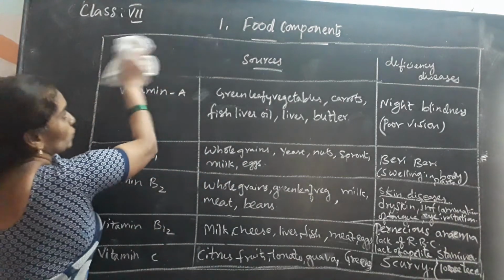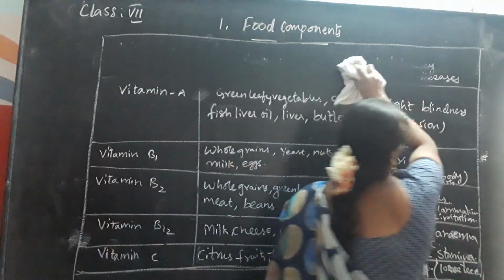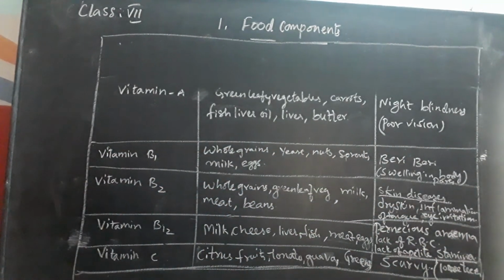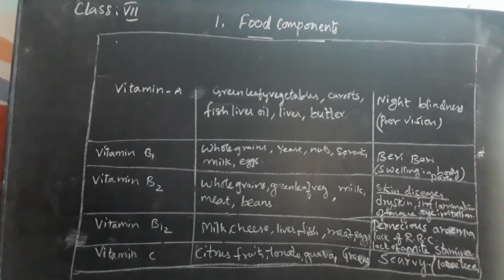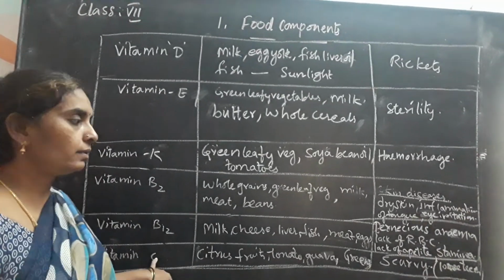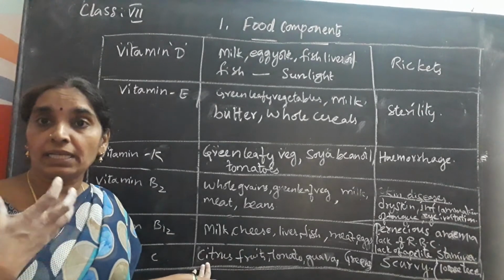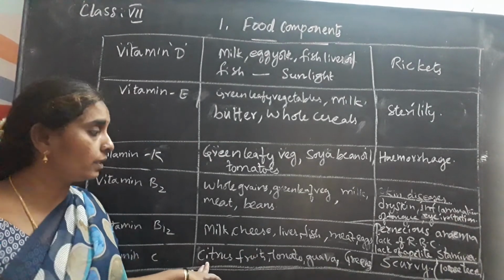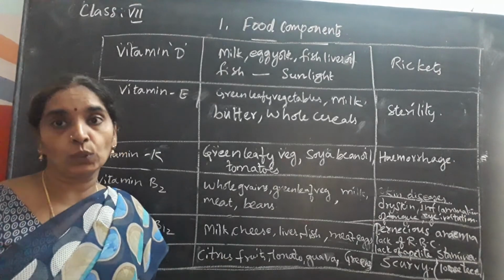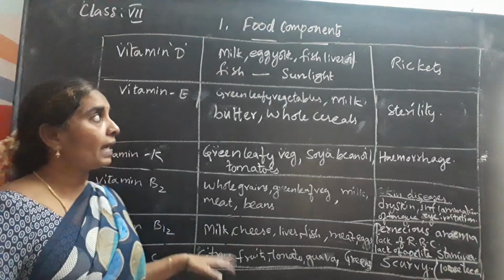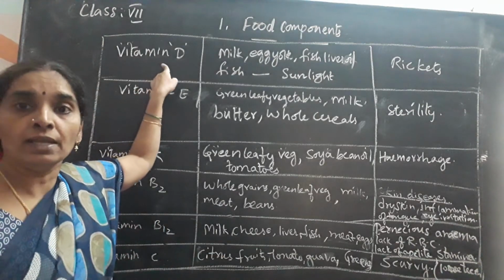Next, we will move to vitamin D. So what is vitamin D? See children, here due to vitamin C deficiency, what I said is bleeding gums, loosening of teeth, and also wounds take a long time to heal in the deficiency of vitamin C. And next we will move to vitamin D.